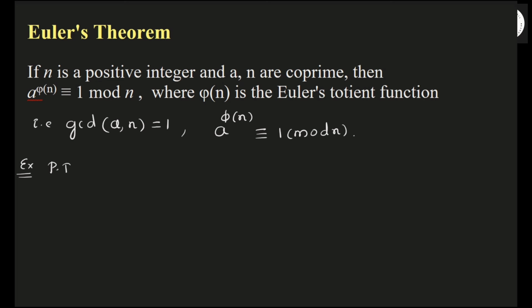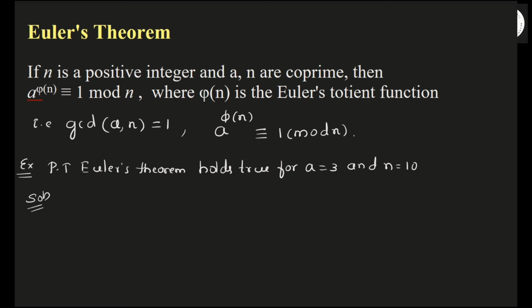Prove that Euler's theorem holds true for a equal to 3 and n equal to 10. They are asking, we have to show that for a equal to 3 and n equal to 10, Euler's theorem holds. Good. Now, according to the Euler's theorem statement, the first condition is what? a and n should be co-prime.